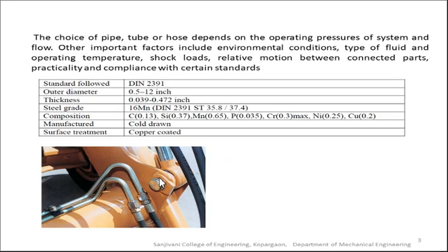Now you can see this in the image. There is an excavator machine. Here we can find a steel pipe to carry the hydraulic fluid, as well as a flexible hose. The steel pipe is connected to the fixed part of the machine and the flexible hose is connected to the moving actuator of the machine. So depending on the area of application, the selection of fluid carrying conductors will change.